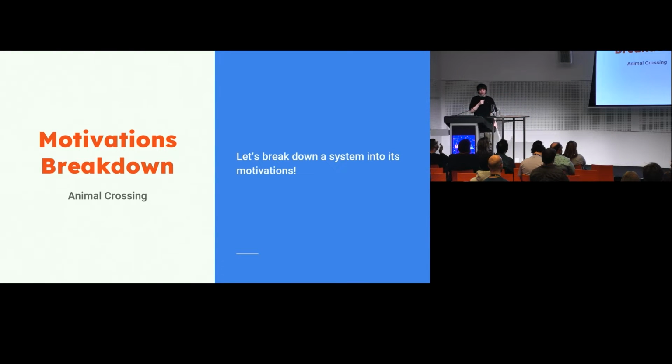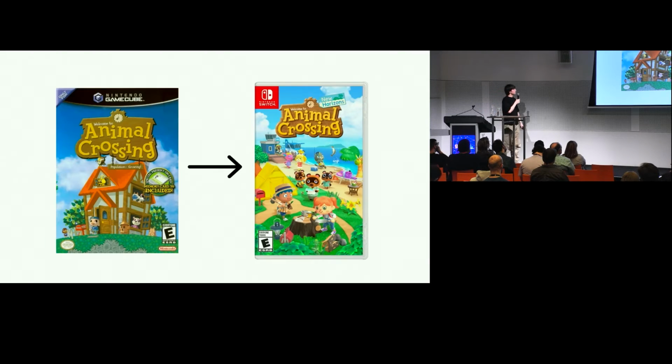So let's look at a motivations breakdown. Let's break a system down into its motivations using the lovely Animal Crossing. I'm going to have to speed it up a bit. The progression of Animal Crossing over the years I found to be fascinating because the core game has not actually changed that much, right?